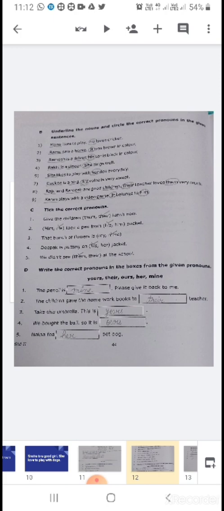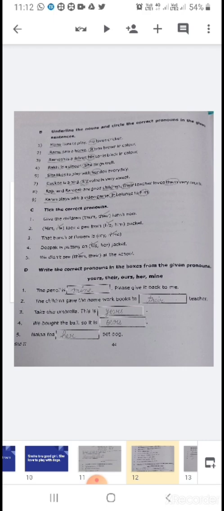Seventh is Cuckoo is a bird. Cuckoo and bird both are showing nouns. So underline cuckoo and bird. Next is its voice is very sweet. So its is used for the bird cuckoo. We have to circle this its because it is a pronoun.